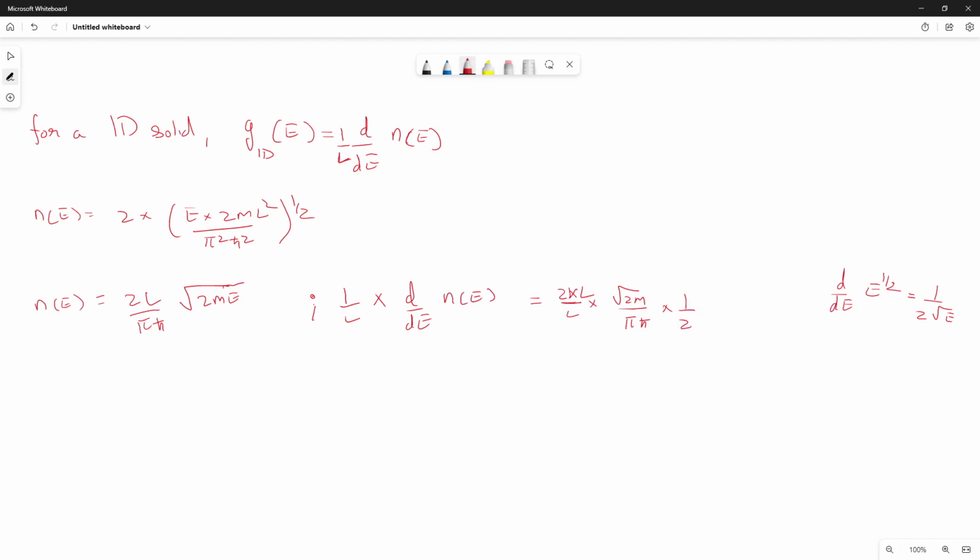So 2 square root of E, and over here, this cancels out, and this two cancels out. So ultimately what we are left with is 1 upon pi h bar into square root of 2m by E. Now this formula by our definition is equal to G 1D of E. This is the 1D density of states.